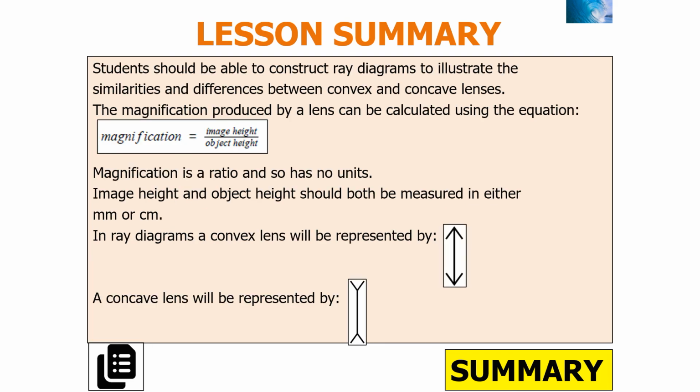You should be able to construct ray diagrams, which illustrate the differences and similarities between convex and concave lenses, and work out magnification with the equation image height over object height. Remember, it's a ratio and has no units, and you can measure the image height and object height in either millimeters or centimeters. You represent a convex lens in your ray diagrams with the following image, and a concave lens with this particular symbol.